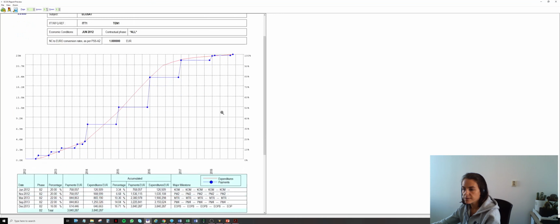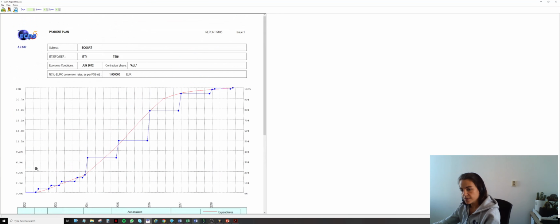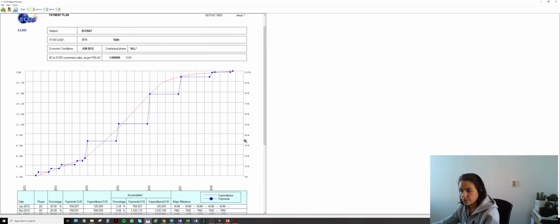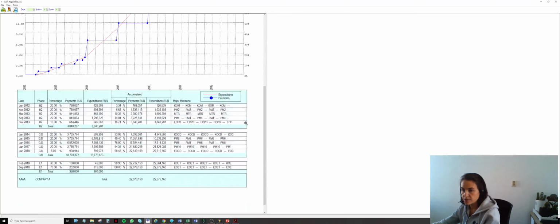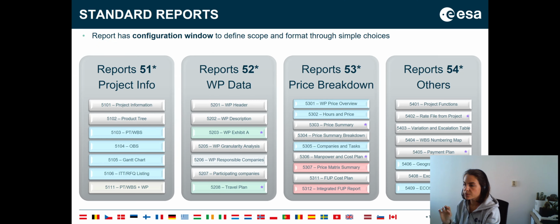200, yes. So you see here you're able to retrieve your payment plan that reaches the 100%, and under it you can see in details your payment milestones. So this was it for the PSS forms.